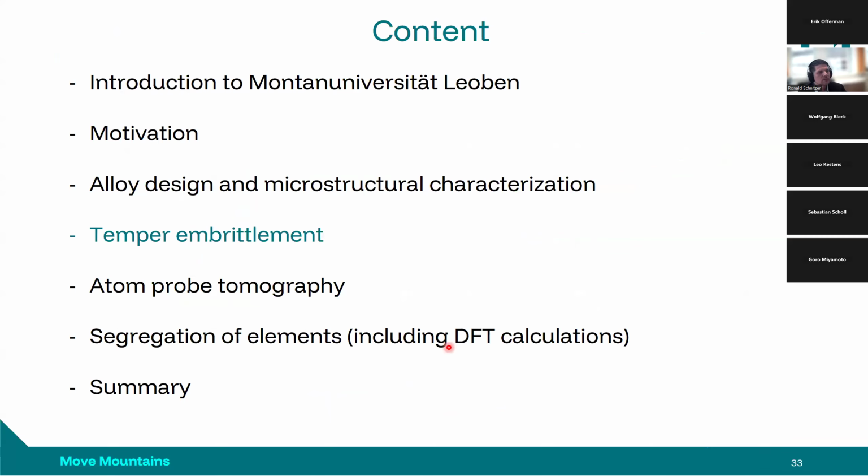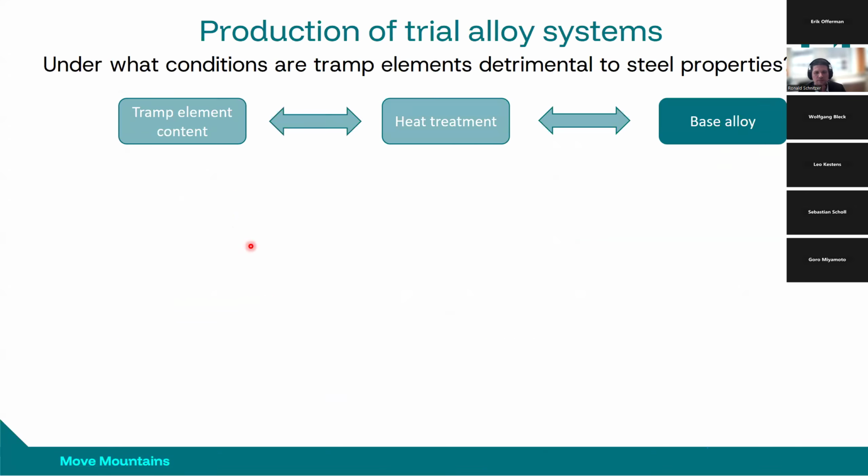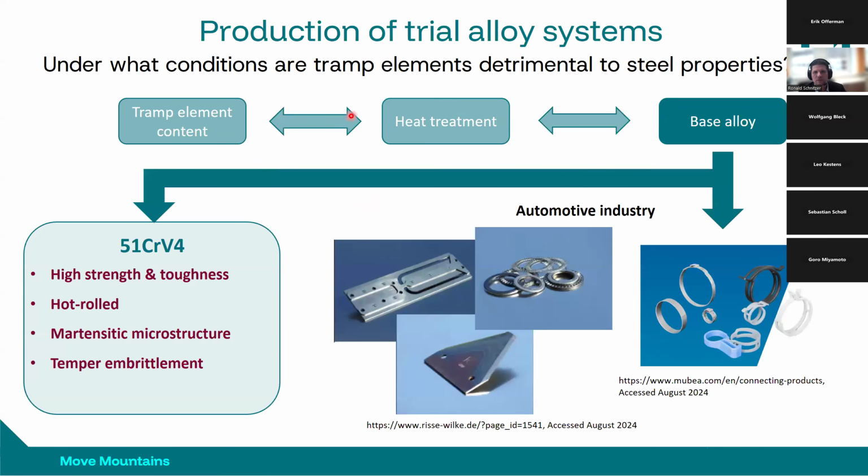Good, then I will come to the next topic, which is temper embrittlement. I would like to change the steel grade we have investigated. Again, the question: under what conditions can these tramp elements be harmful to the steels in the three main fields, heat treatment and also influence on mechanical properties. We did it again on a 51CrV4 alloy. The application for that alloy is manifold. It can be a quenched and tempered steel, for the automotive industry, for example.